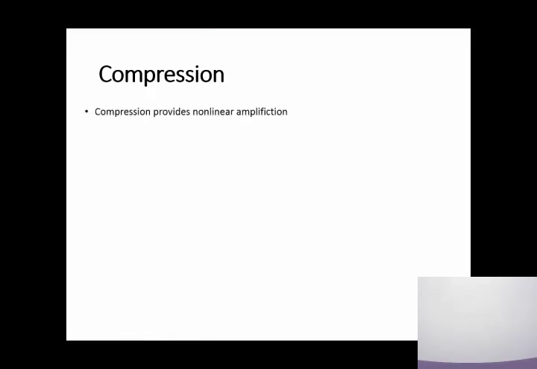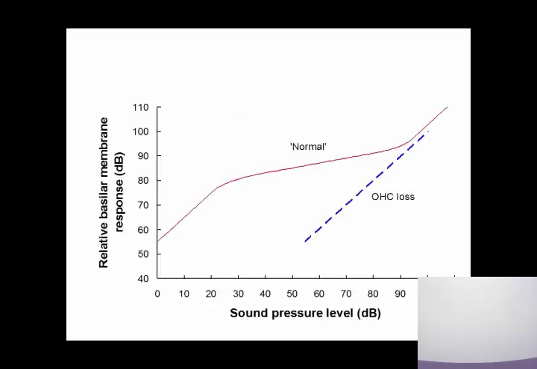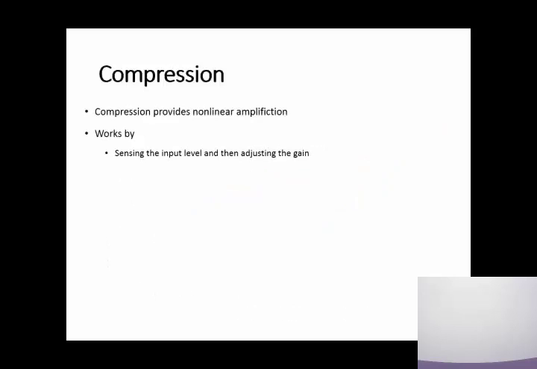What is compression? Compression provides nonlinear amplification. This curve is a compression curve because it compresses the range from 0, which is down here, to 100 into 50 to 100. That's what the auditory system wants to do. It works by sensing the input level and then adjusting the gain. That's in very short words what the outer hair cells do. They sense the input level and then put some gain on it, namely for very quiet sounds a lot of gain, and for anything above 50-60 decibel, no gain at all.